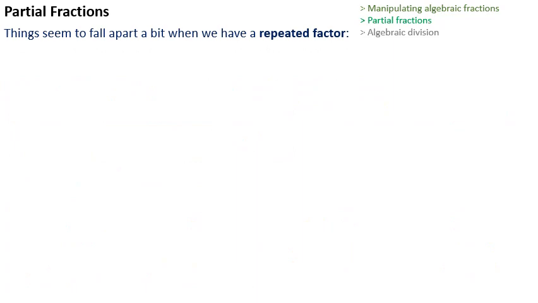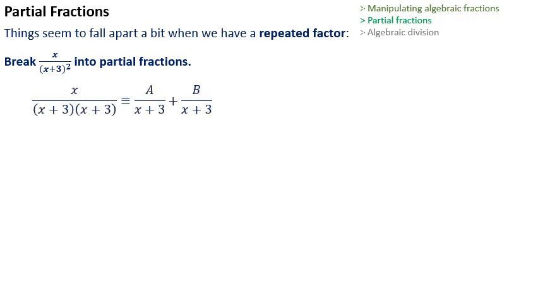So we have a method that works when we have distinct linear factors in our denominator. But let's have a little look at an example where the linear factor in the denominator is a repeated factor. Let's try this one and see what happens. X over x plus 3 squared. In other words, the denominator is made from two linear factors, but they both happen to be the same, x plus 3. This is what you would expect.